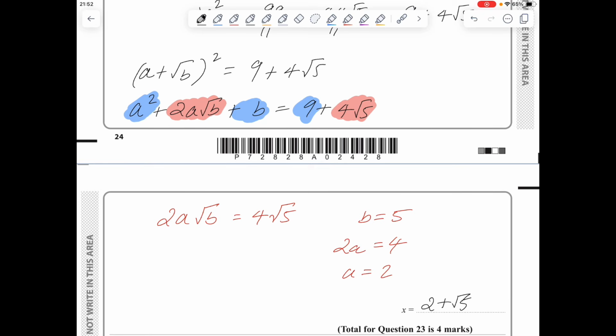Now you can verify the numbers we found using the blue equation. a squared is 2 squared, which is 4, plus b, which is 5, gives you 9.